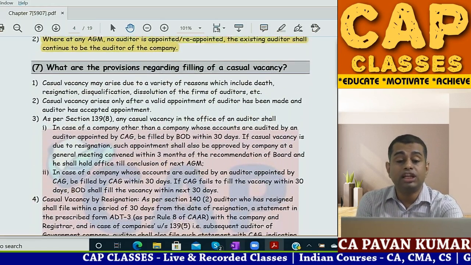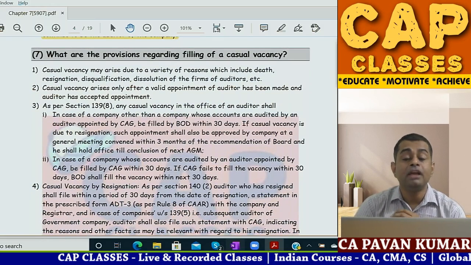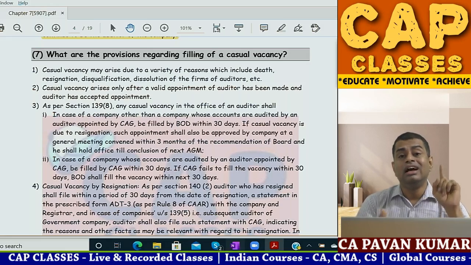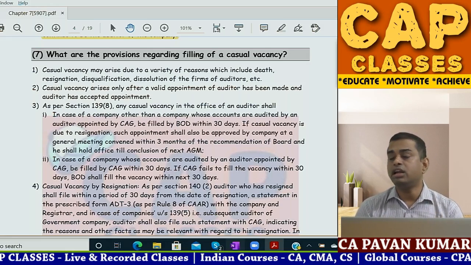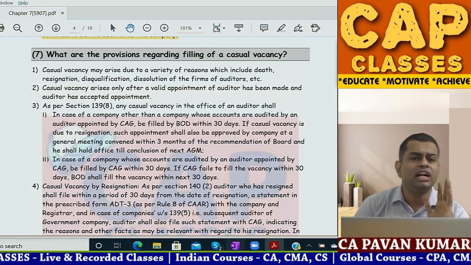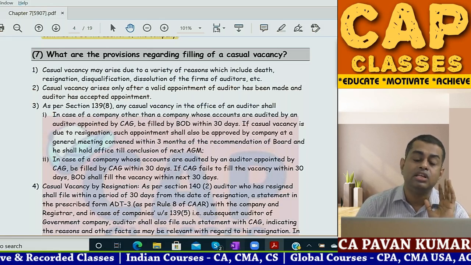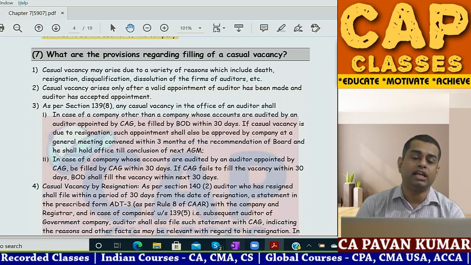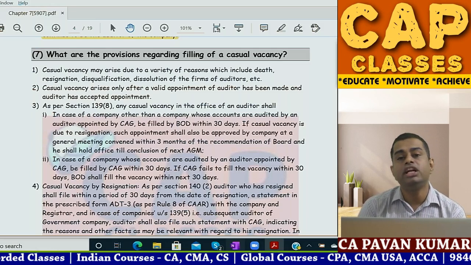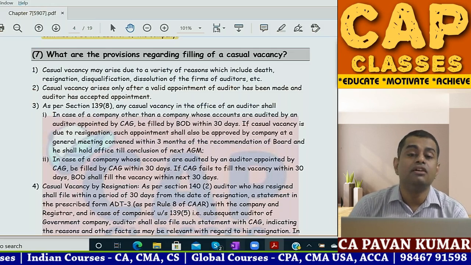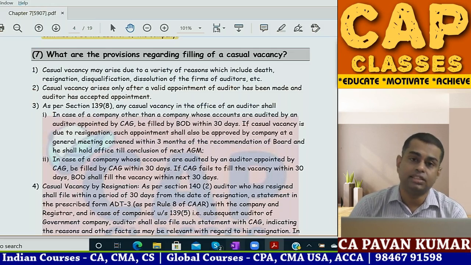Okay. Now casual vacancy. So what is casual vacancy? 139(8) speaks about casual vacancy. So read this. Death of the auditor. You have appointed the auditor, he met with an accident and unfortunately died. Disqualification attracted by the auditor. Dissolution of firm of auditors. There is a firm of auditors A and company, and they went into dissolution. These are the situations where you say it is a casual vacancy.